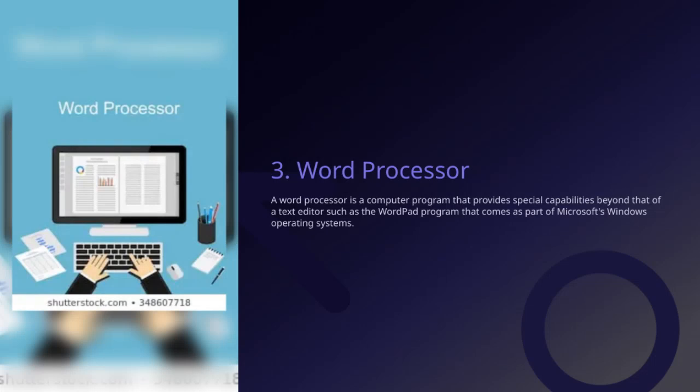A word processor is a type of computer program that offers more advanced features than just a simple text editor. Unlike basic tools like WordPad, which comes with Windows, a word processor provides a wide range of capabilities that help you create, edit, and format documents more effectively. These programs allow you to do things like change fonts, add images, format text, and even insert tables or hyperlinks. Essentially, they are designed to help you produce professional-looking documents with ease.